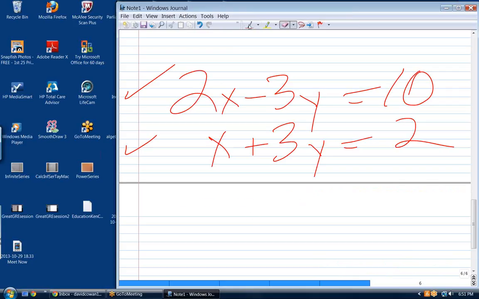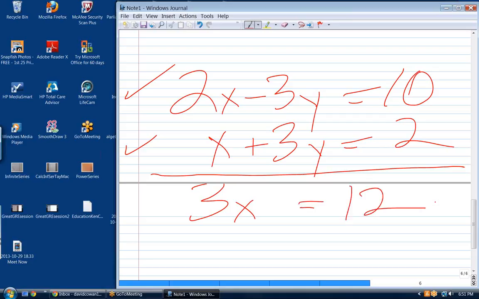So this one would be 3x, I guess, plus y? No, the y's eliminate. That's why it's called elimination, because we're eliminating a variable. Right. Equals 12. Once you solve for one variable, you can go back in and plug it in to solve for the other one.